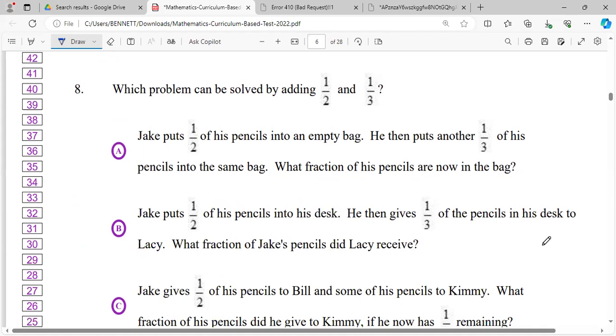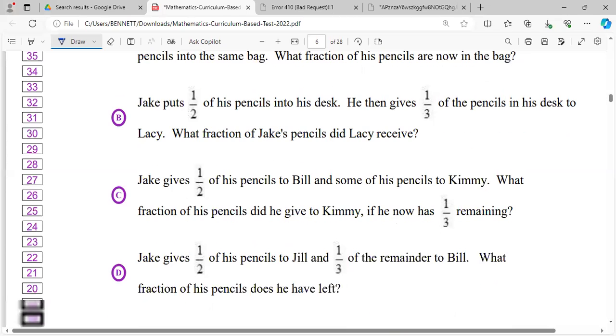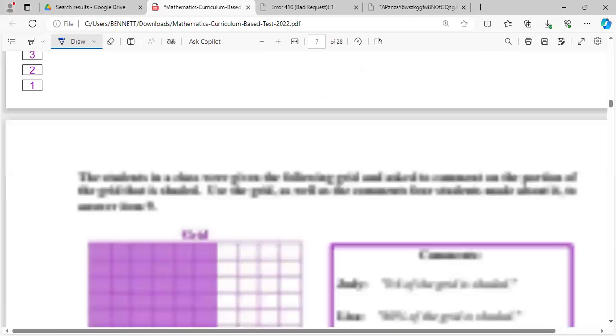Which problem can be solved by adding a half and 1/3? Sir, can I do it? A, sir. A. Jake puts half his pencils in an empty bag. He then puts another 1/3 of his pencils in the same bag. Sir, I agree with that. Yeah, you don't even have to go any further. I agree. Yeah. Today is good.